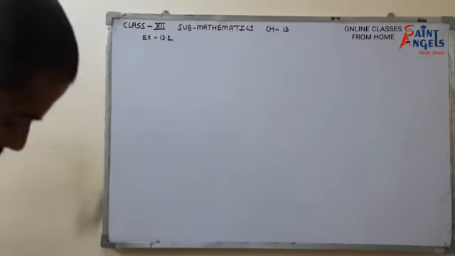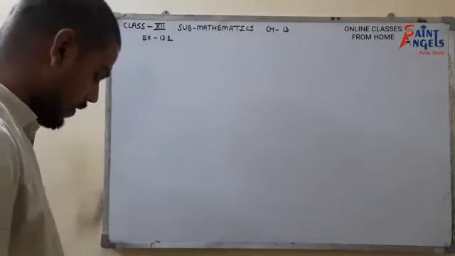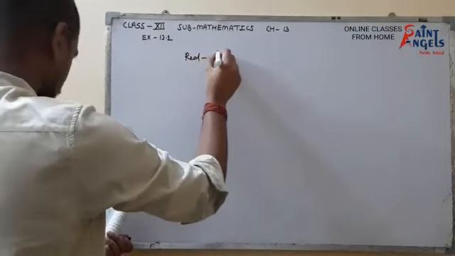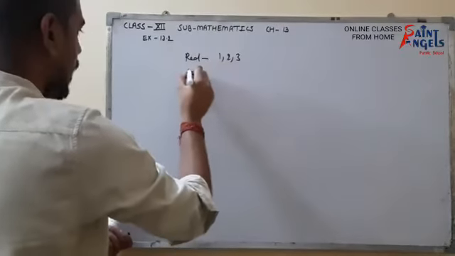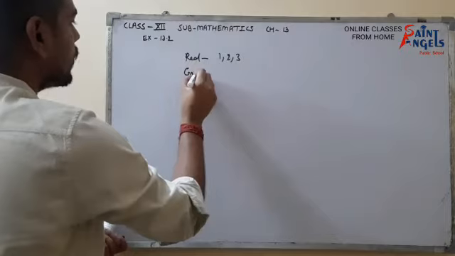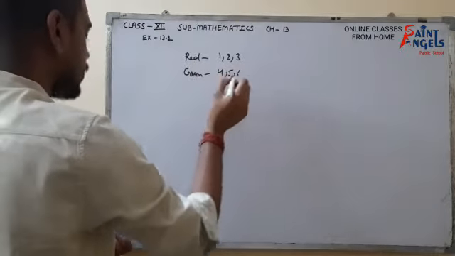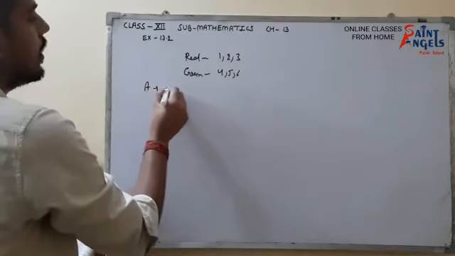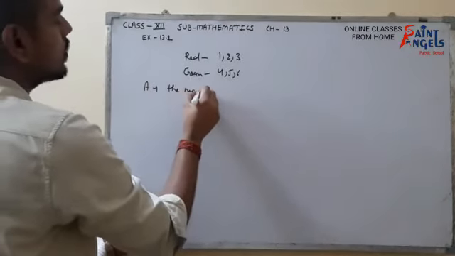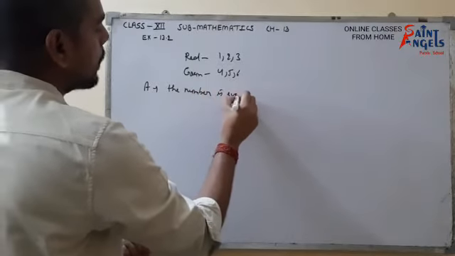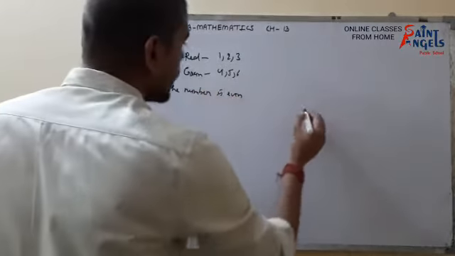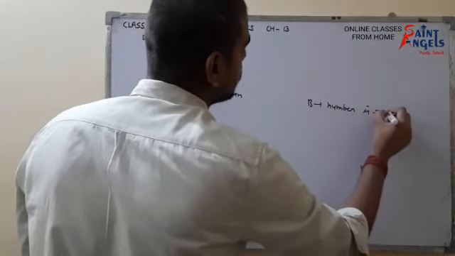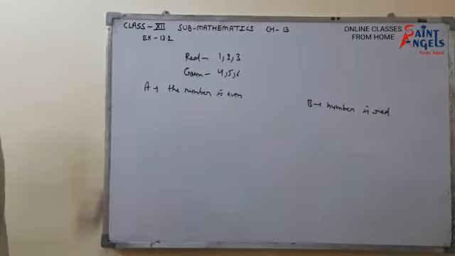Question number 5 says that a die is marked 1, 2, 3 in red, so on the die red color is on 1, 2, 3, and there is a green color on the numbers 4, 5, 6. Then it is tossed. Let A be the event that the number is even, and B be the event that the number is red. Now are A and B independent? We have to check that.